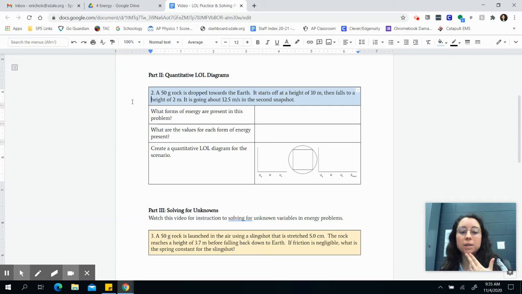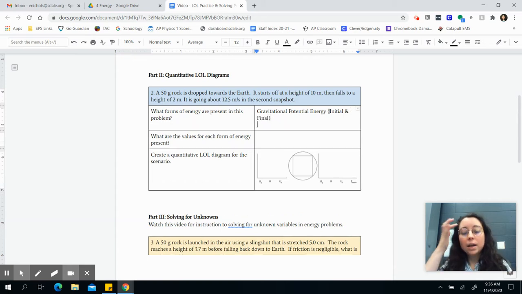Okay, so let's digest first what forms of energy are present. It says we have height in 2 different scenarios, so that means we are going to have gravitational potential energy. We're going to have that in both the initial and final scenario. I want to keep that in mind. And then it says that in the second snapshot, it is moving, so that means that we are going to have kinetic energy.